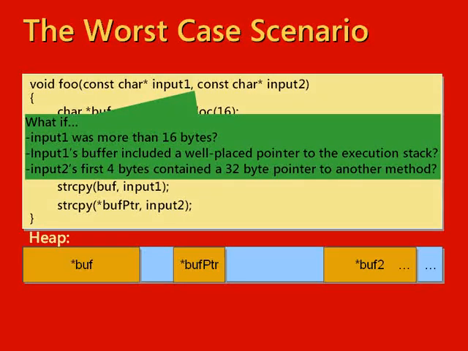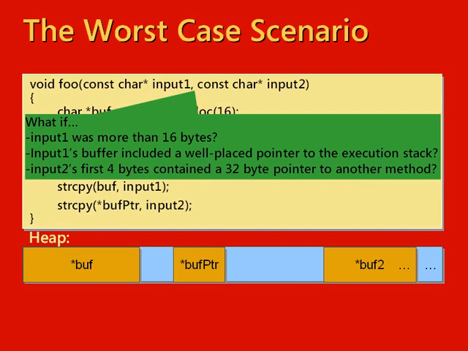Now that we've covered the best case scenario, let's cover the worst case scenario. This is when we deal with input 1 that's potentially more than 16 bytes long, and it's probably not null terminated, or at least not null terminated within those 16 bytes.